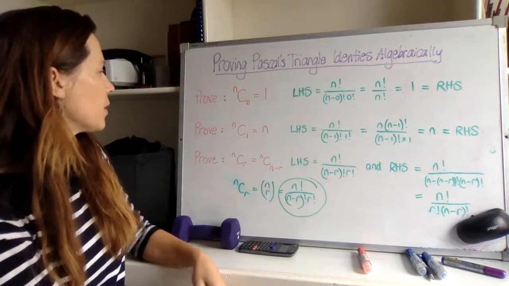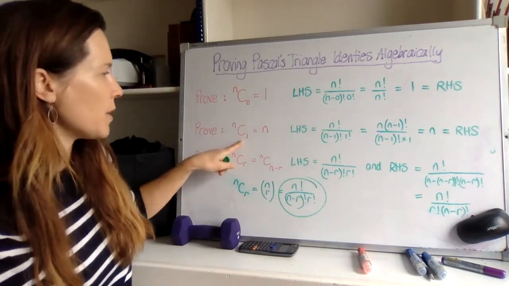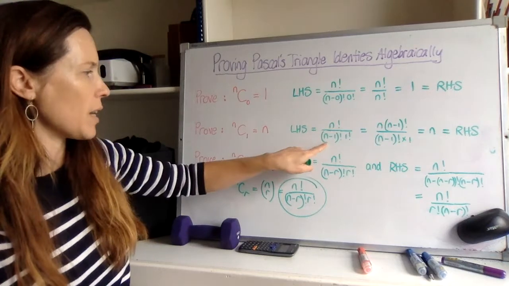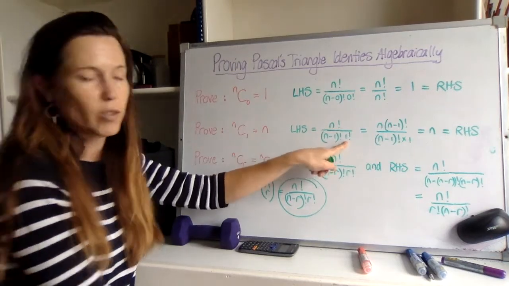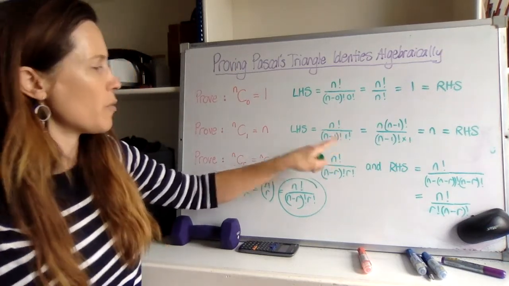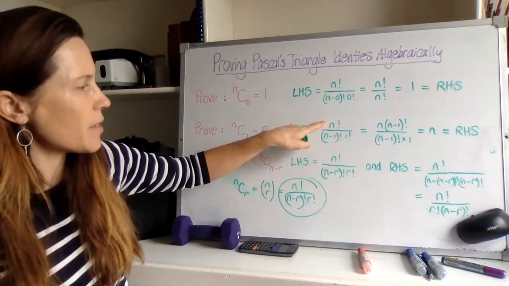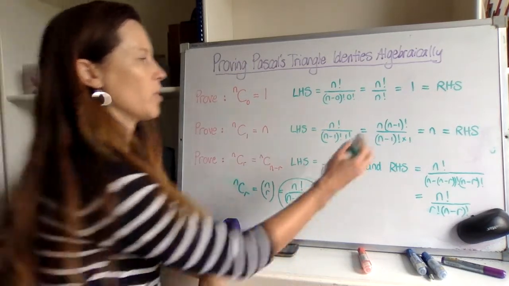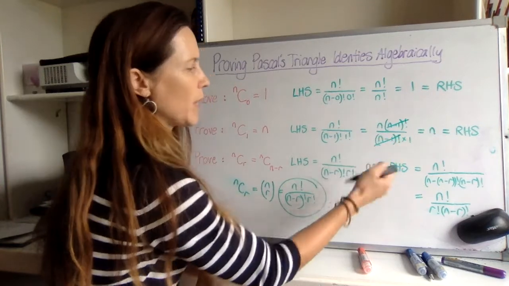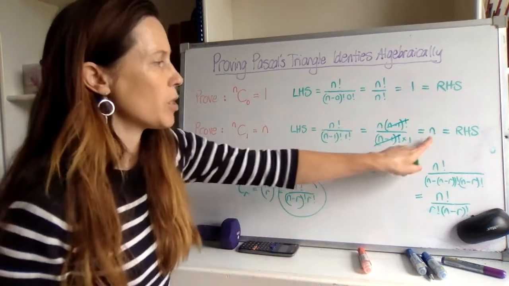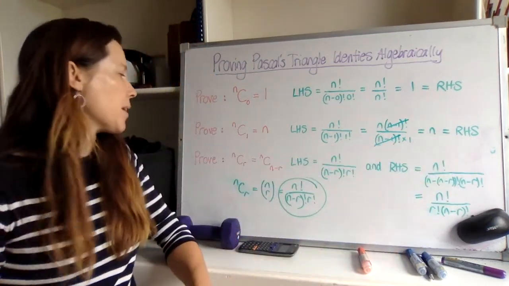Very straightforward. Similarly here, n choose 1, we have n factorial over n minus 1 factorial. 1 factorial is just 1. And so if we unroll the top and say this is n times n minus 1 factorial, then the n minus 1 factorials will cancel. We've got n over 1, which is just n, and we get the right-hand side.